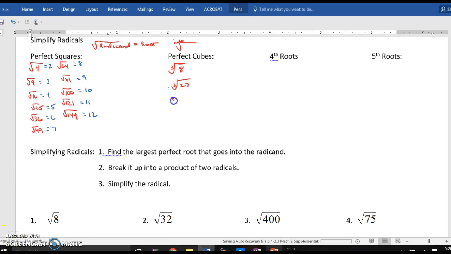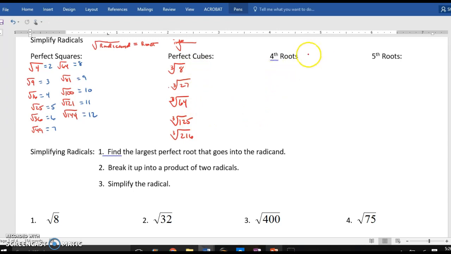Then 6 to the 3rd is, sorry, why did I go 6? Sorry, 4 to the 3rd is 64. 5 to the 3rd is 125. 6 to the 3rd is 216. All right, we can keep going by just taking those counting numbers and raising it to the third power.